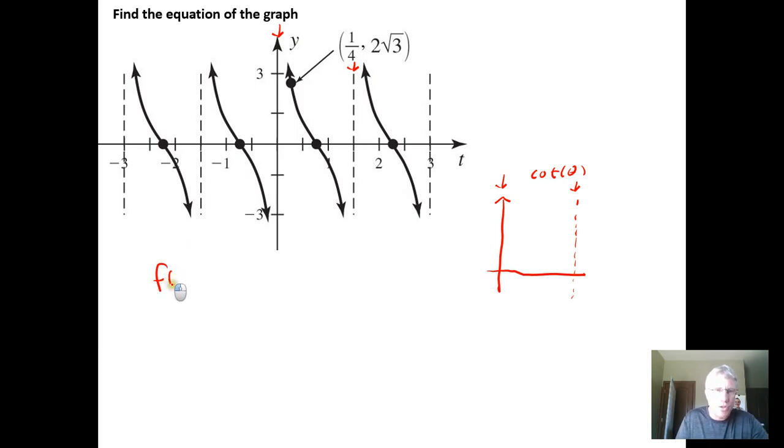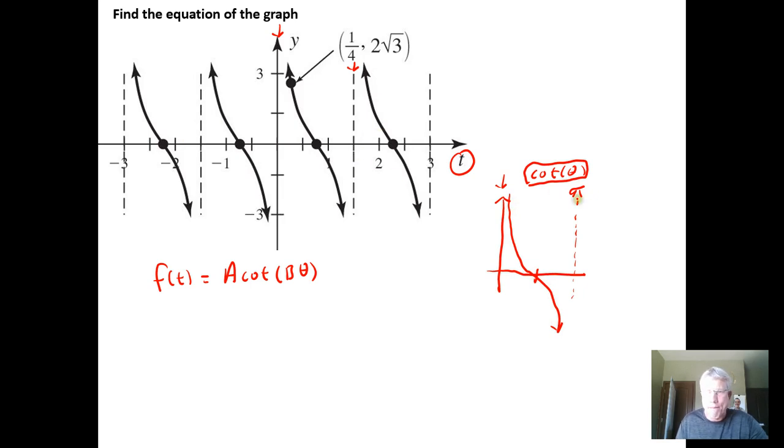So I'm going to make a function of t, because I have a t-axis. I'm going to model it using the cotangent function, so it's going to be cotangent of b times theta. And then we can start to figure things out. Always for the toolbox function, this vertical asymptote is located at pi radians. We know the cotangent function sweeps down like this, so I don't need to do any reflection in the t-axis.